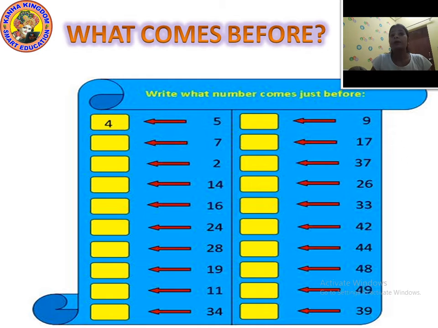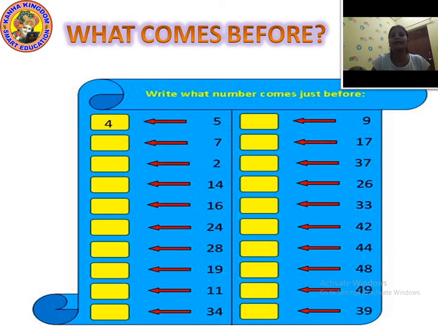Now before 5 what comes? 4. Before 5, 4 will come, and after 5, which number? 6. Before 5 is 4 and after 5 is 6.